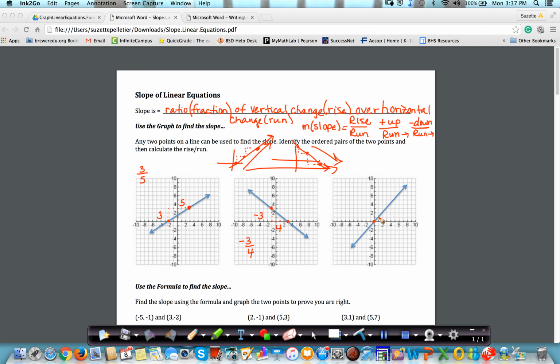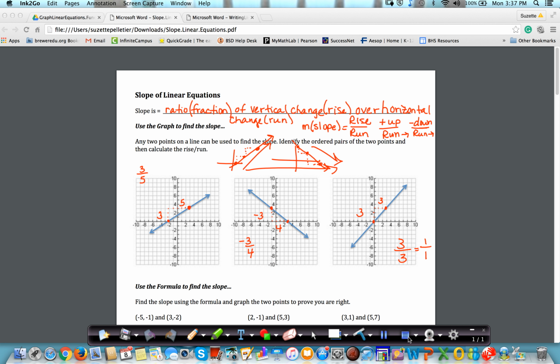This one looks like it's crossing at the origin, and then again at every single other point. So I'll just choose this one. It's going up 1, 2, 3, and over 1, 2, 3. So this one has a slope of rise 3 over run 3, or you could just simplify that down to 1 over 1. It doesn't matter. And that's how you find the slope given 2 lines on a graph, if you're just eyeballing it. Now, that's just using the graph.